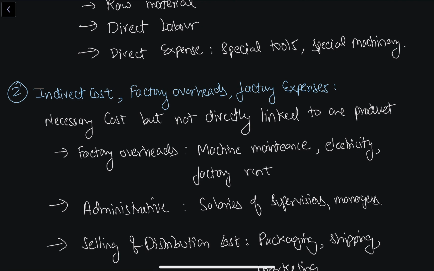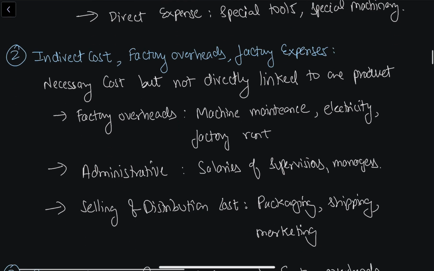Similarly, electricity will be required. For a factory it is a constant, right? Let's suppose for 10 units, this much electricity will be consumed. If I increase production, the electricity will keep on increasing. Similarly, factory rent. You cannot directly put these costs into your cost of production, but these are indirect costs and very necessary costs, though not directly linked to one product.